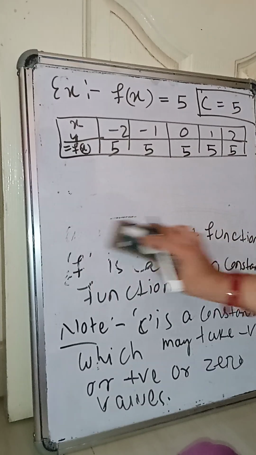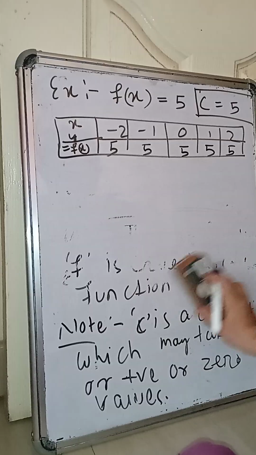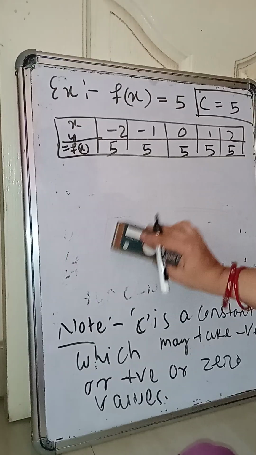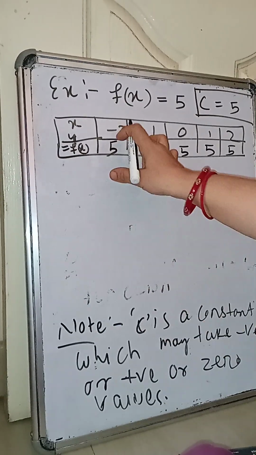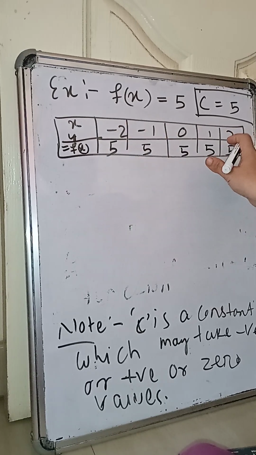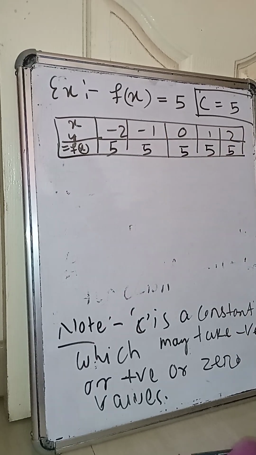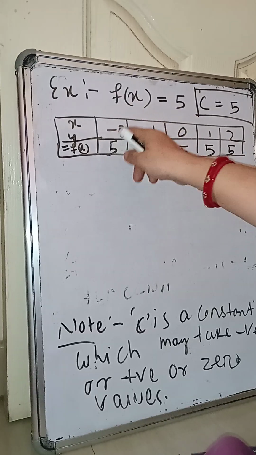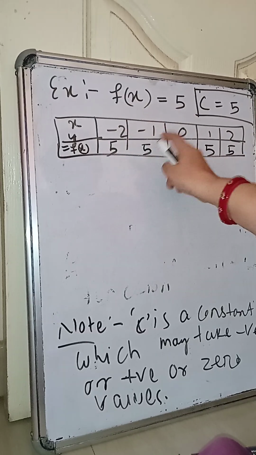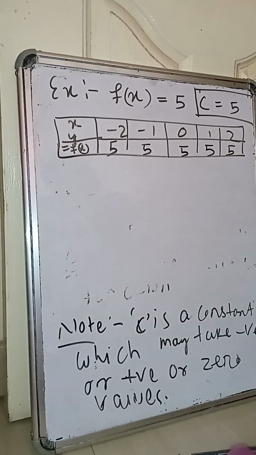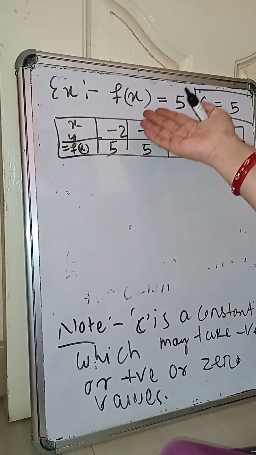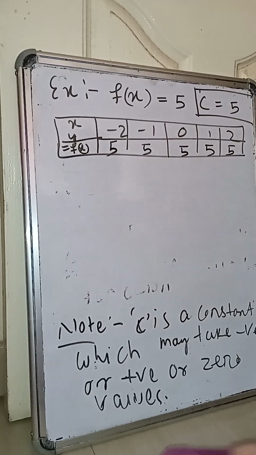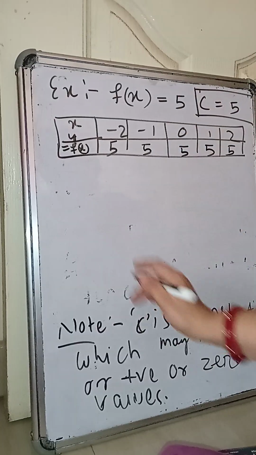Here we have taken only five values of x. You can take more numbers also. Instead of taking the values of x as -2, -1, 0, 1, 2, you can take any real number, positive real number, negative real number, integer, whatever you like. Whatever value you take, its image is the constant 5. In this case we have taken the constant as 5.